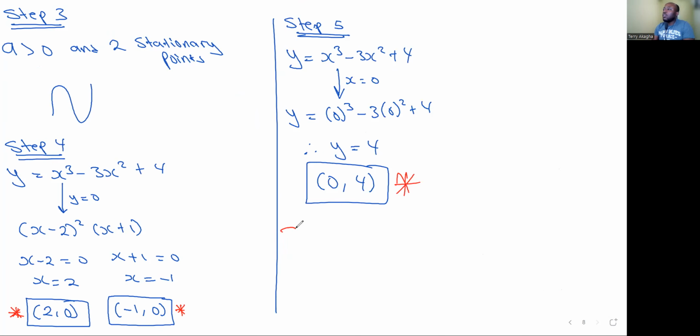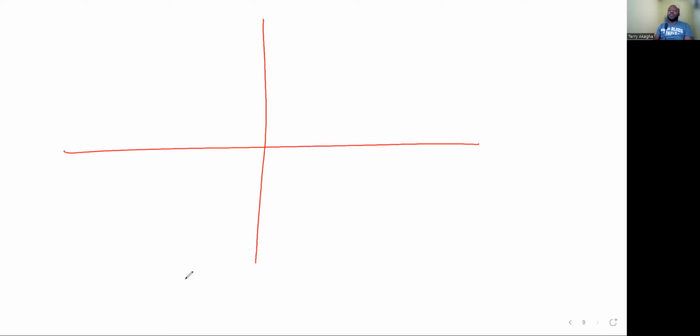So step 6, we then have to sketch the graph. So I'm going to do this in a new page so that it will be easy for you to see. All right, so let's sketch the graph here. So you can have the graph, have this, right?